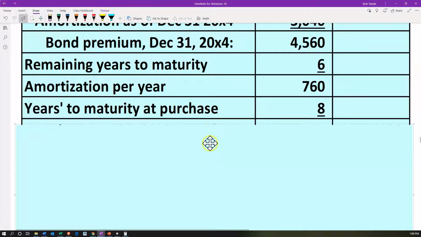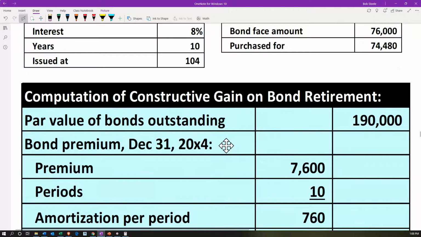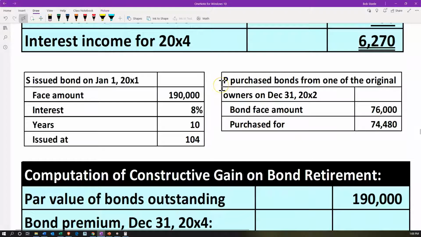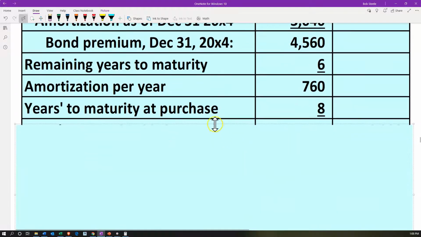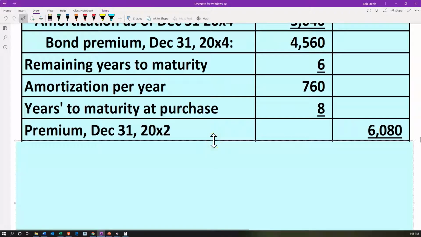Then we're going to be taking the years to maturity at the point of purchase. So the point of purchase, meaning when P purchased the bonds, they purchased them in December of X2. So that's January, we got X1 and X2. So 10 minus 2 years, or 8 years. So we got 8 years there that we're going to be dealing with. The premium for December 31st, 2000x2 then is going to be 6,080. So that's basically the total premium that would be on the books as of the point in time that P then purchased the bonds from a third party.